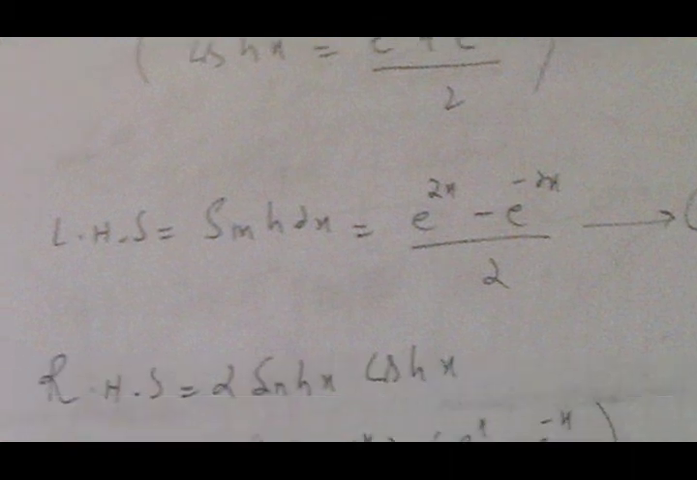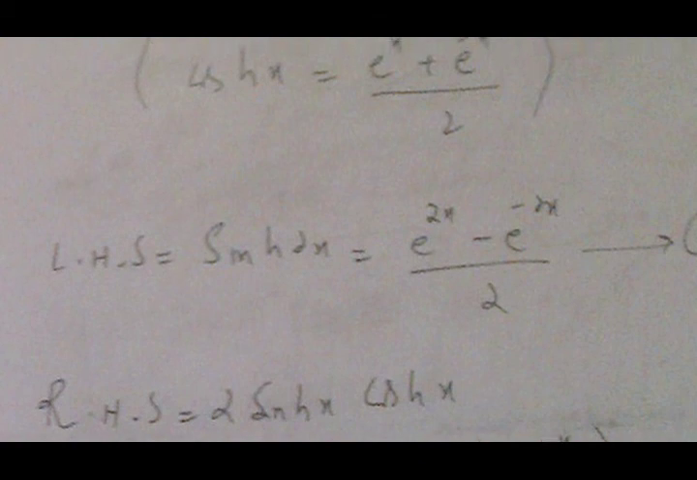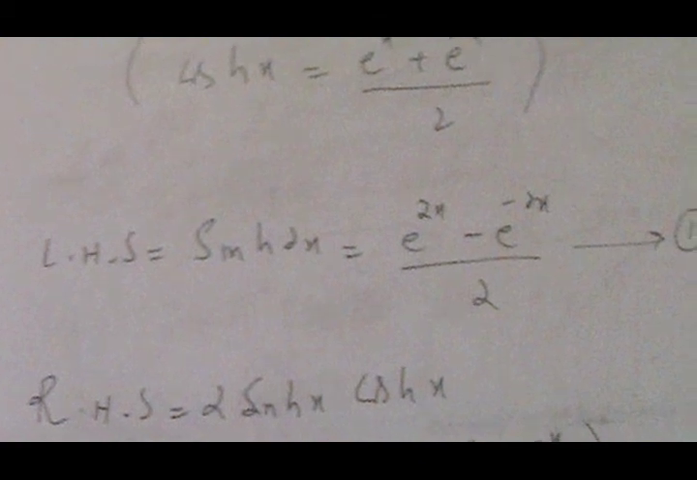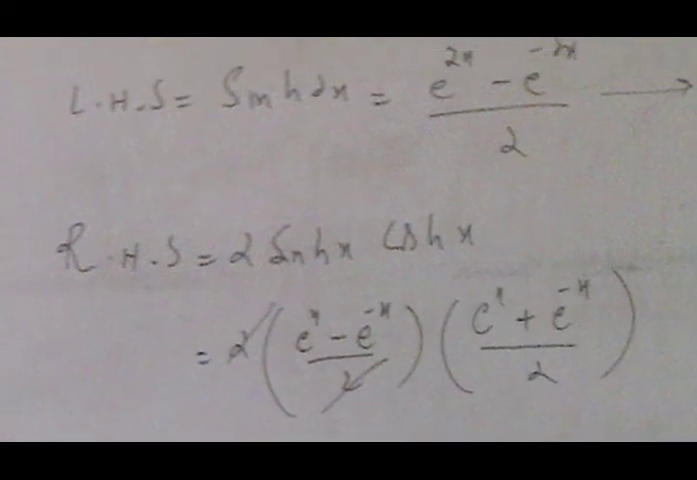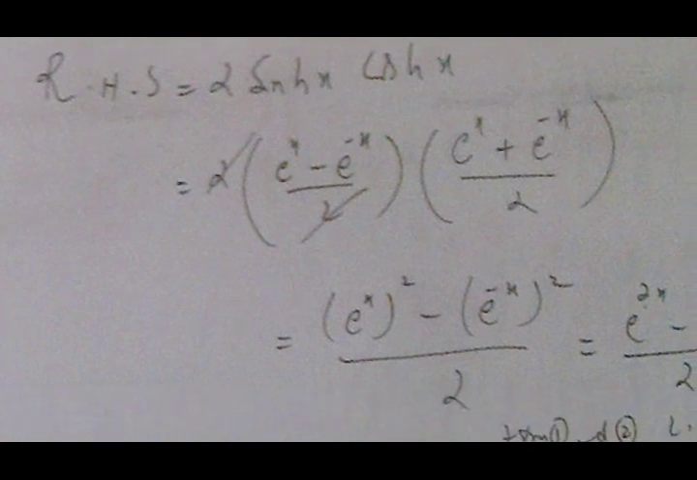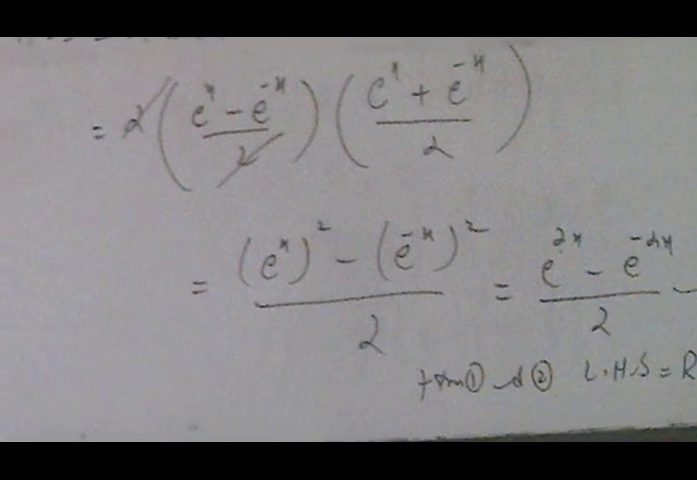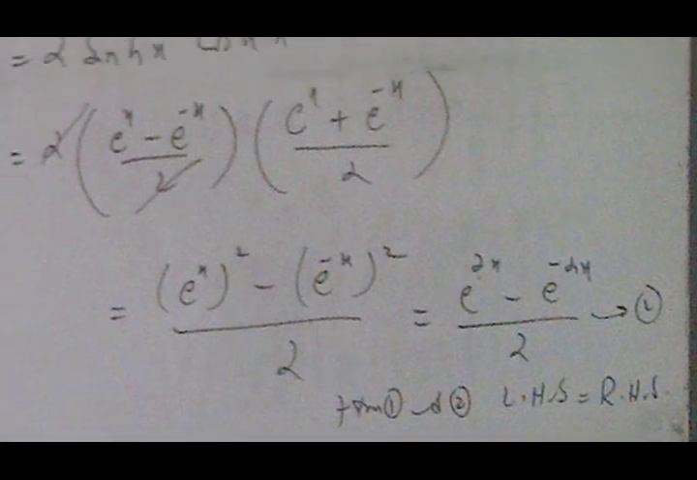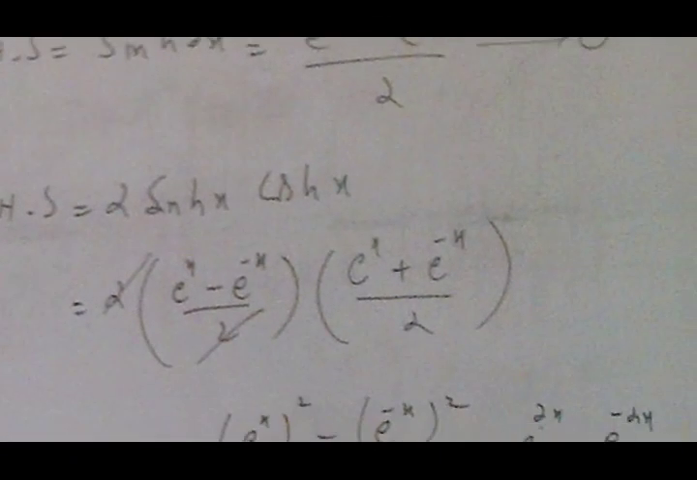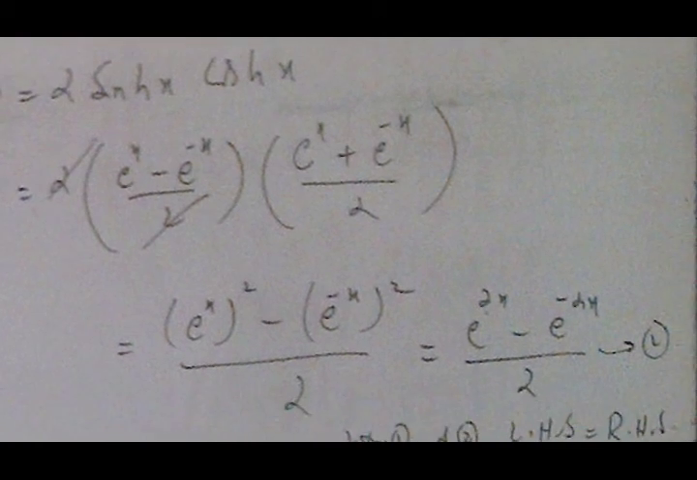On the left hand side, sine hyperbolic 2x, we replace x by 2x in the power. On the right hand side we put these values and apply the formula a square minus b square. Therefore both sides are equal. From 1 and 2, left hand side is equal to right hand side.